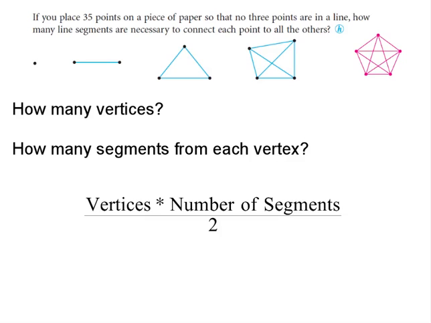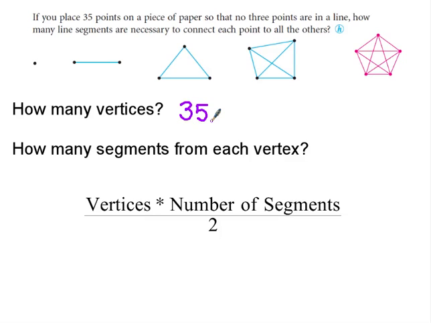Okay, so the very first thing you need to do is write down how many vertices there will be. So if I'm placing 35 points, how many vertices will there be? 35, right? Because that's basically how many dots there are. So that's the first question you need to ask yourself: how many vertices? And that would be the same thing as how many people. How many people, right? Okay.